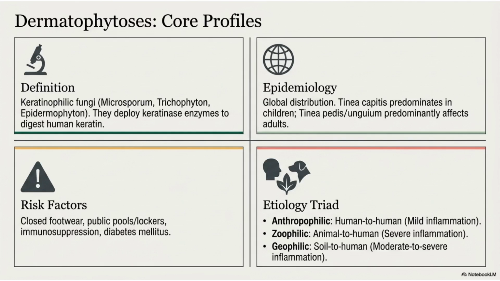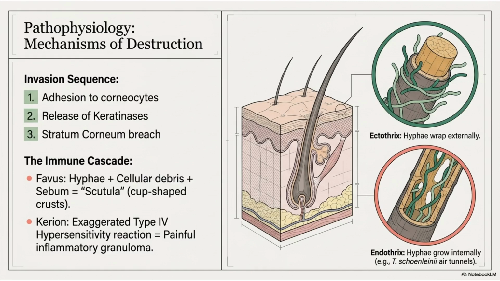Let's look at the chemistry of the KOH prep. A doctor scrapes some scales from a patient's lesion, places them on a glass slide, and adds a drop of potassium hydroxide. What is happening on that slide? It's selective destruction. Potassium hydroxide is a potent alkali. Human cell membranes are made of phospholipid bilayers, and our skin cells are packed with keratin. Right. The high pH of the KOH rapidly saponifies the lipids and denatures the human proteins, effectively dissolving the keratinocytes into a clear liquid. It just melts the human tissue.